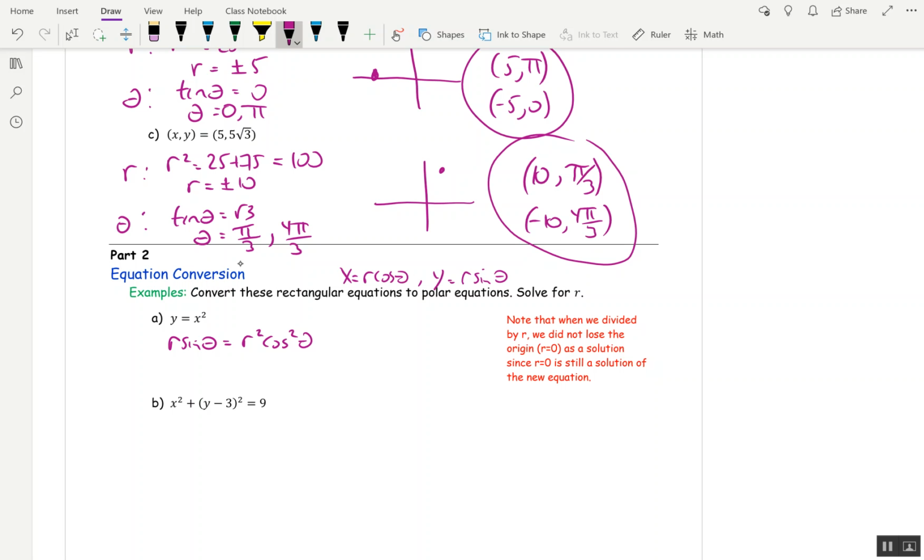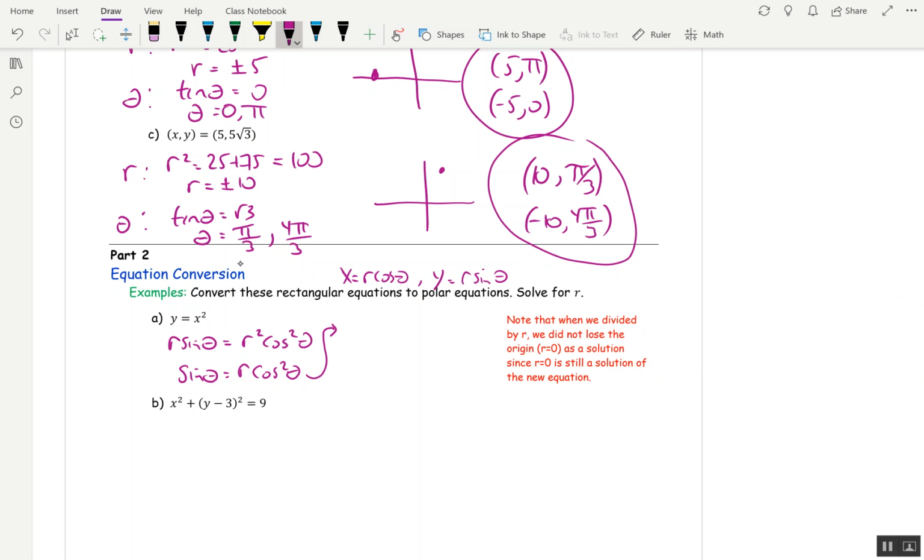And now we want to solve for r. So I'm actually going to divide both sides by r, which is not something you see me do a lot. Usually I say never divide an equation by a variable. Sine theta is r cosine squared theta. In the case of polar coordinates, it's usually very safe to divide both sides by r. In fact, it's necessary. And you won't lose any solutions when you do that. So feel free to divide both sides by r.